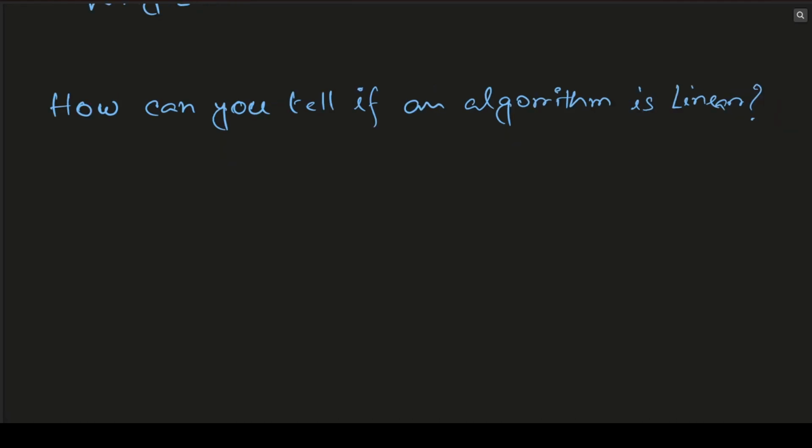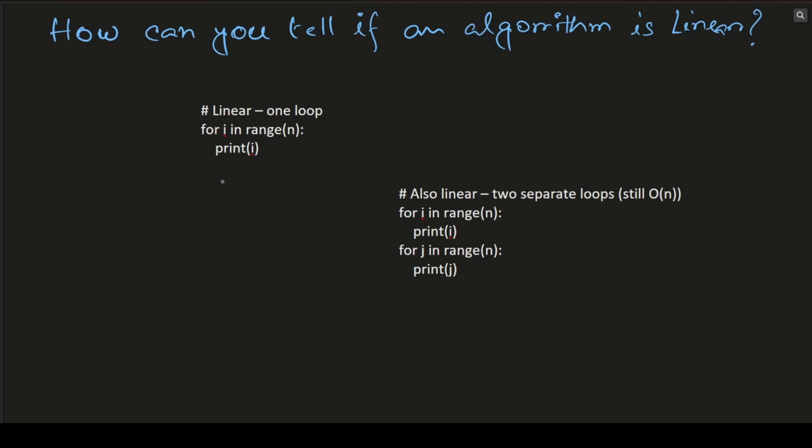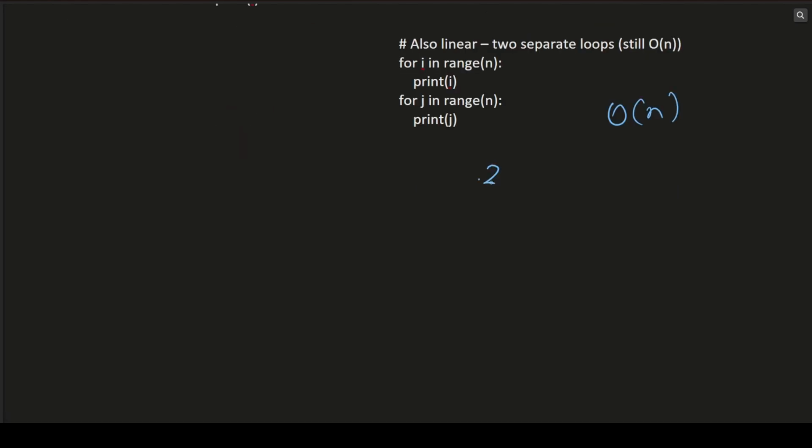Now, how can you tell if an algorithm is linear? Look for a single loop that goes through all the input, and inside the loop you do constant time operations, with no nested loops that also depend on n. Even if you have two loops one after another, it is still order of n because 2n is still proportional to n. But if you have a loop inside a loop, that is order of n square.